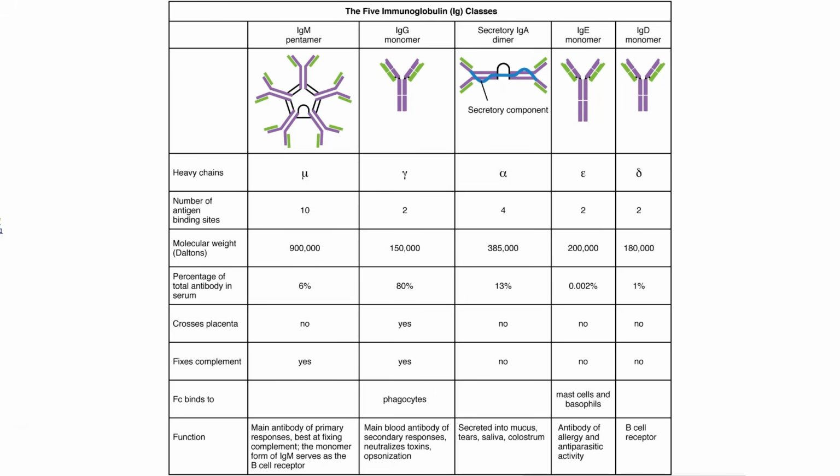To begin with, the most common one is the IgG. Ig stands for immunoglobulin, another word for antibody, and then this is class G, which stands for gamma. It's the most common. About 80% of the antibodies in your system are that type.